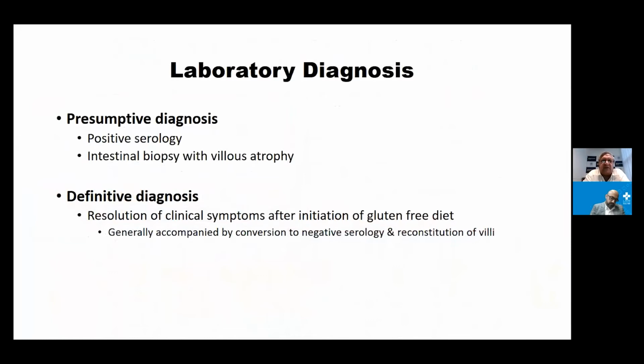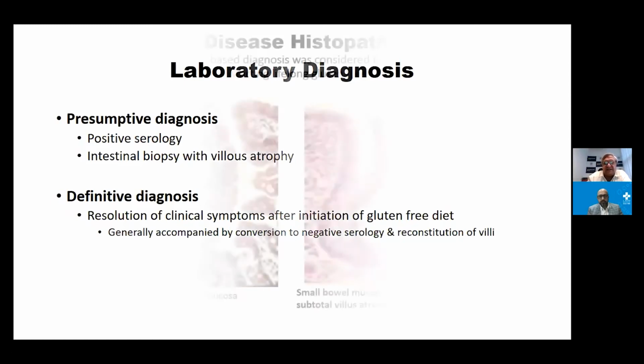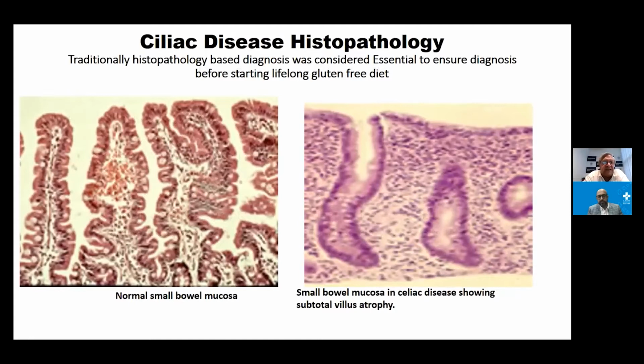So what would be the right diagnosis for celiac disease? A presumptive diagnosis is based on positive serology. It's been suggested that confirmation must be made by intestinal biopsy indicating villus atrophy. Definitive diagnosis can also be made by resolution of clinical symptoms after initiation of a gluten-free diet, which is generally accompanied by conversion to negative serology and reconstitution of villi. This is a completely reversible condition. Traditionally, as I said, the small bowel has many villi, and celiac disease is characterized by atrophy of these villi.